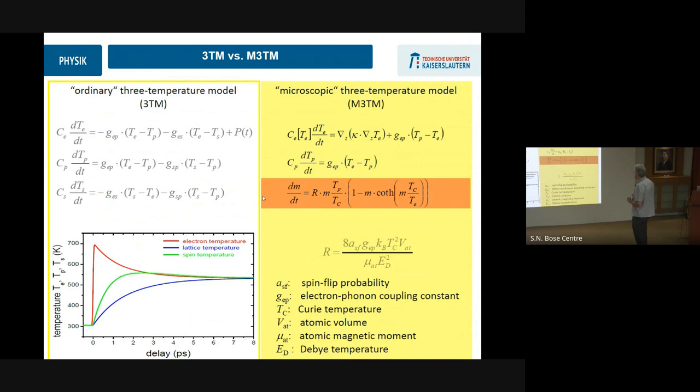Well, that's this additional term in the microscopic model, so that we climb up the ladder of models. Most important here is the spin flip probability. How often does an electron have to scatter on a phonon until it flips the spin? That can be quite different for different materials. It is, in most cases, rather low. You can have up to 10, up to 100 scattering processes until you can flip the spin.